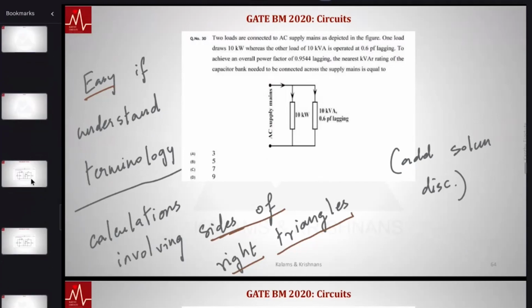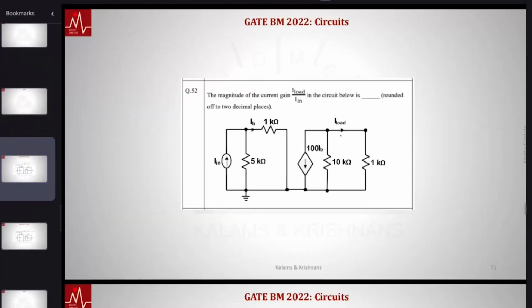There are a couple more miscellaneous things. There are simple BJT and MOSFET models, for example, current gain in the circuit below. There is a dependent current source, but this can be simply analyzed using the same tools that we already know.